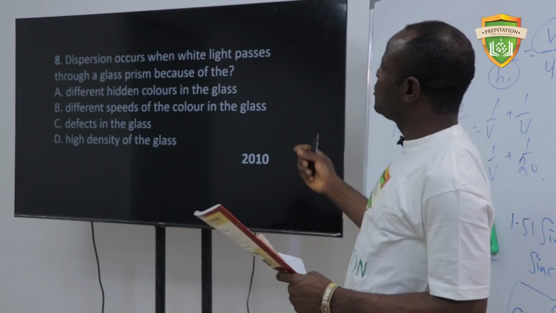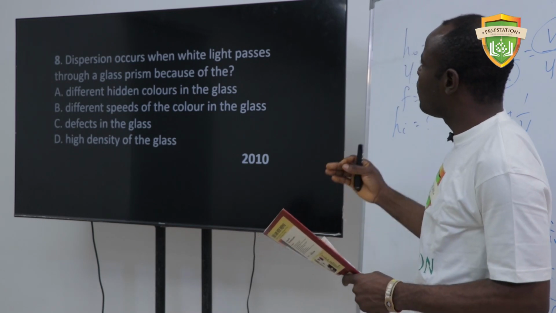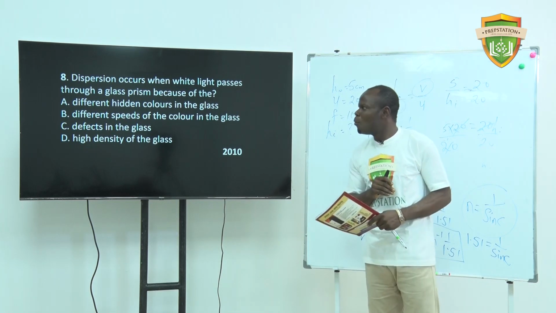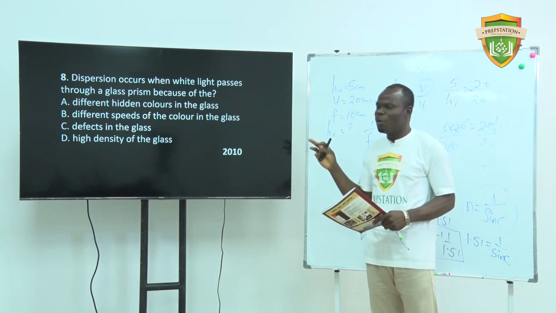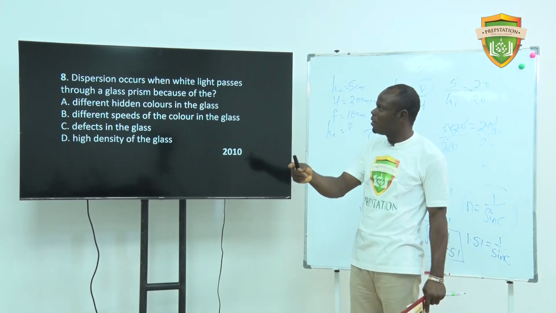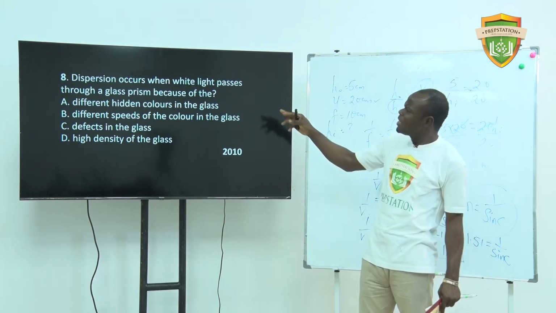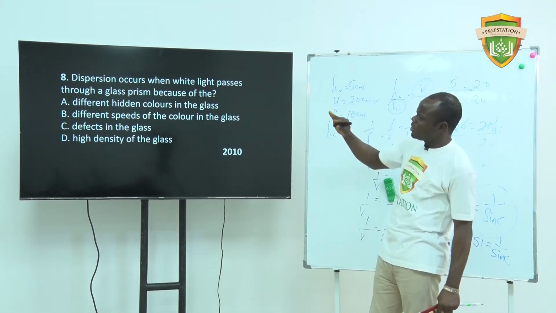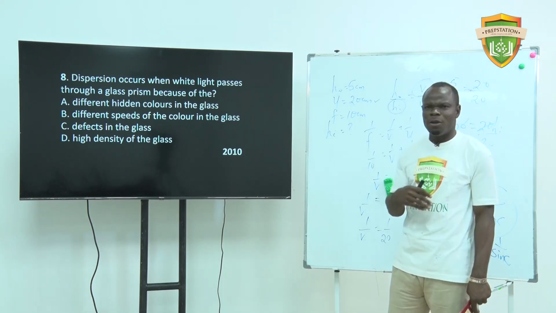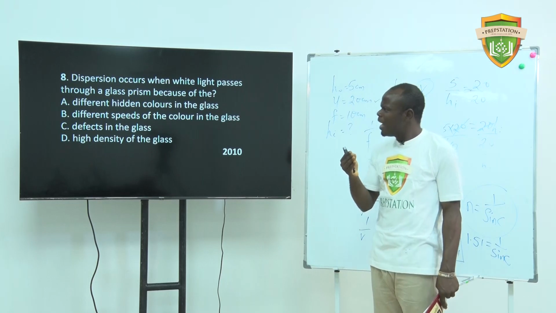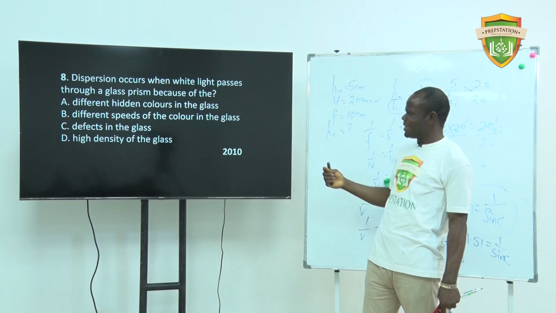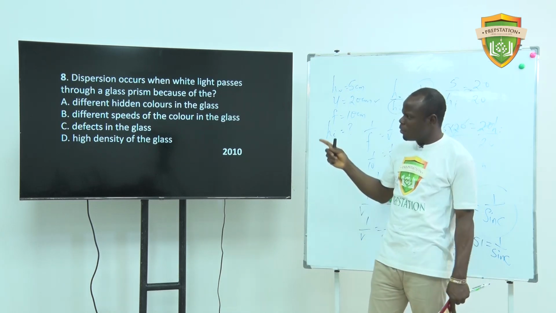It says, dispersion occurs when white light passes through a glass prism. Why will that happen? What is the meaning of dispersion? It means separation of colors into its constituent colors. Yes. So why is that happening through a glass prism? Let's look at the options that we have. A, we have different hidden colors in the glass. Is that true? That could not be true. B, different speed of the colors in the glass. Wow, could that be true? We'll come back there later.